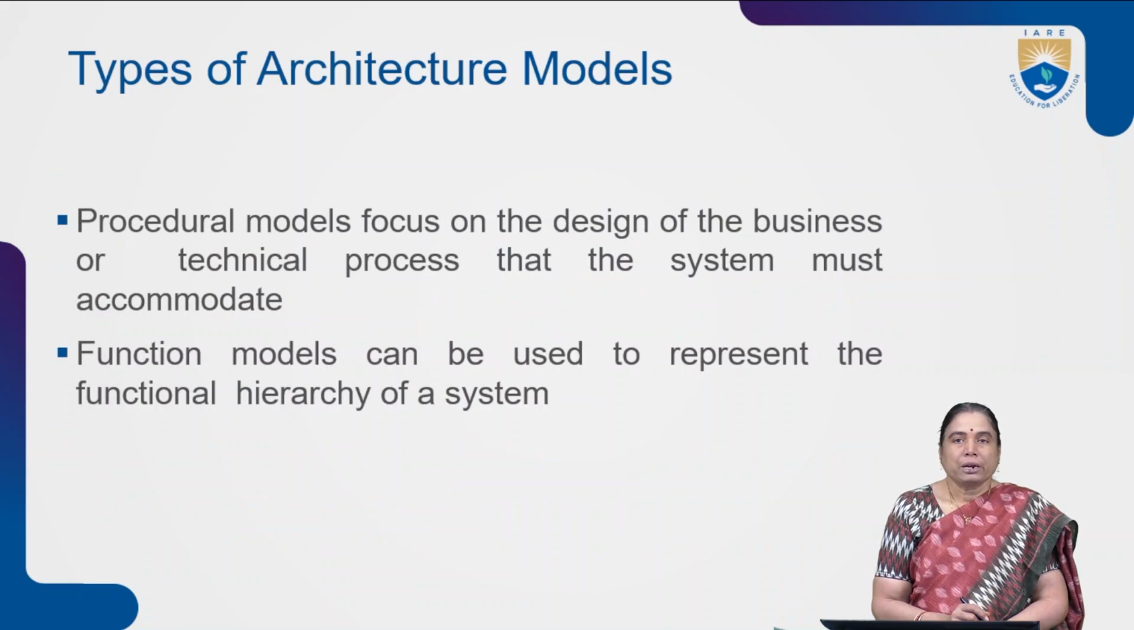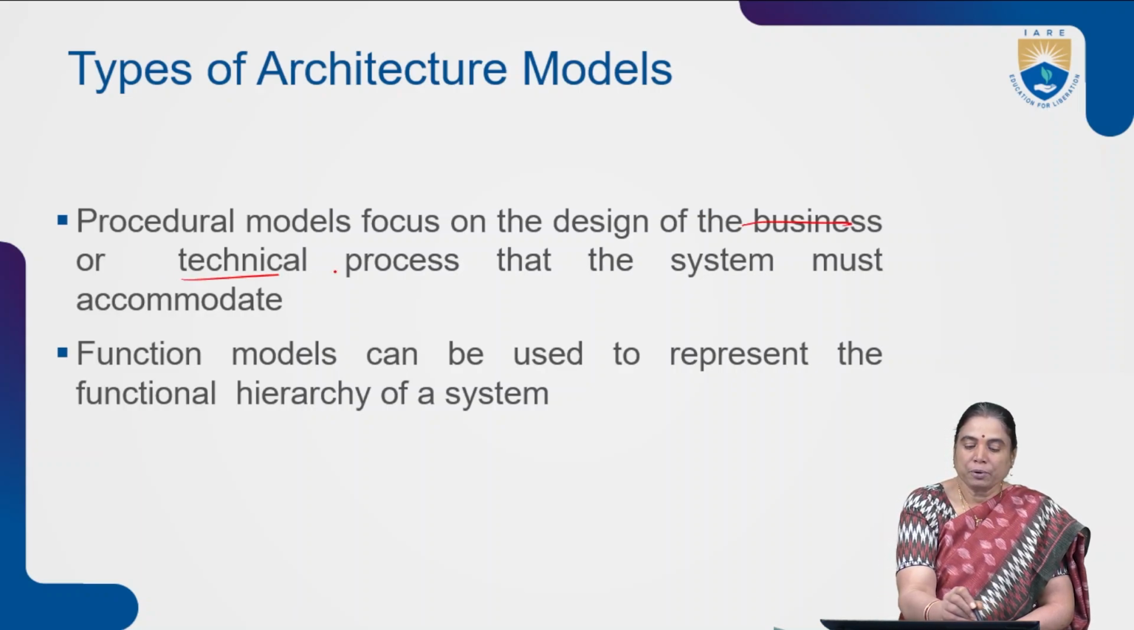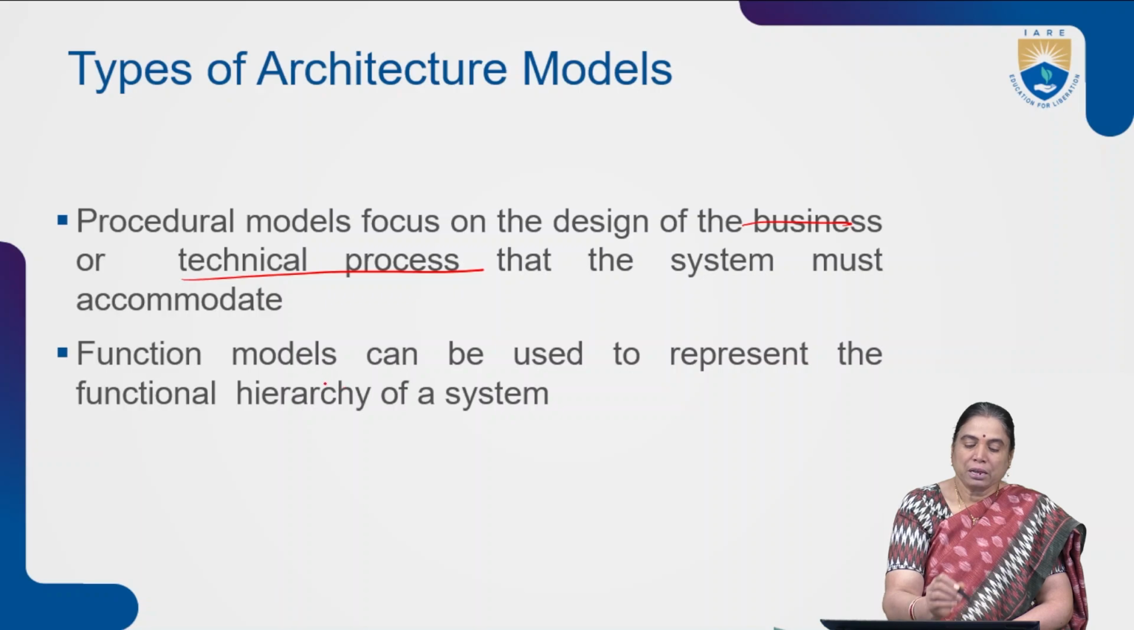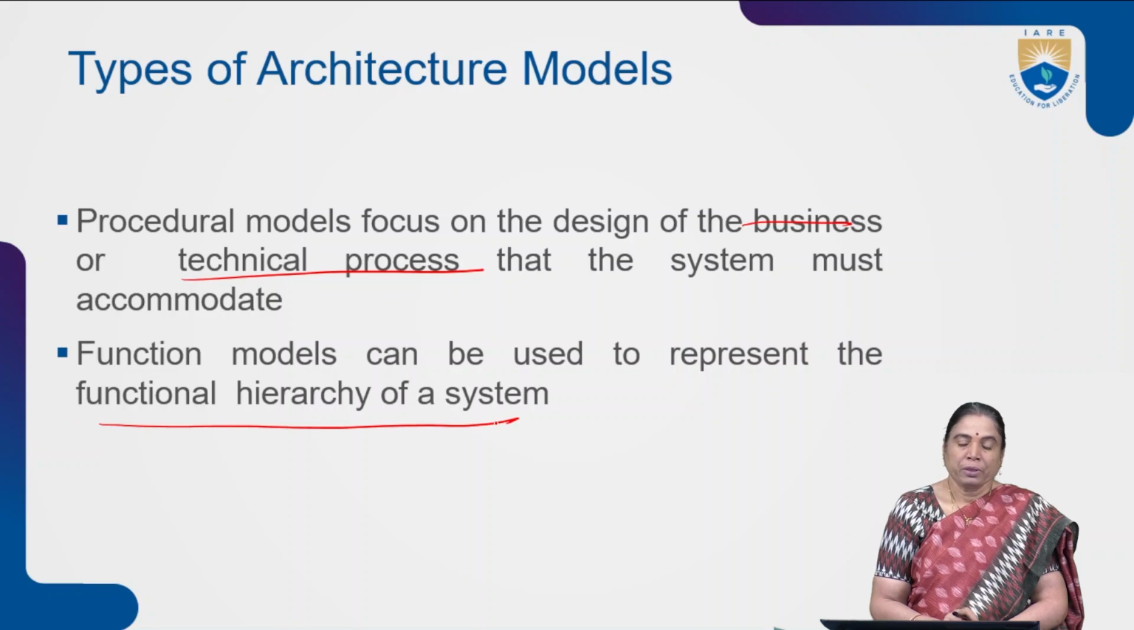The next variety of architectural model is the procedural model. Procedural models focus on design of business and technical processes that the system must accommodate. So, the technical capabilities as well as the business requirements depending upon the domain of the project are considered, and the computational processing capabilities are produced with the procedural models. The last one is functional models, which can be used to represent the functional hierarchy of the system. So these are the variety of architectural models.